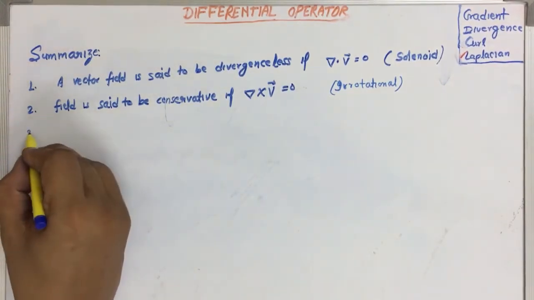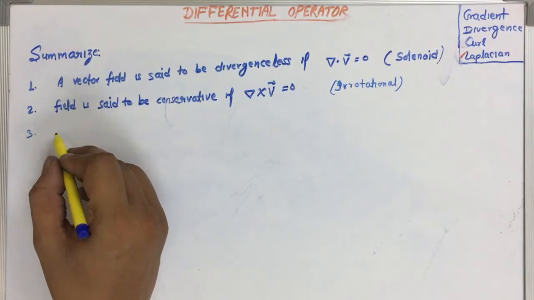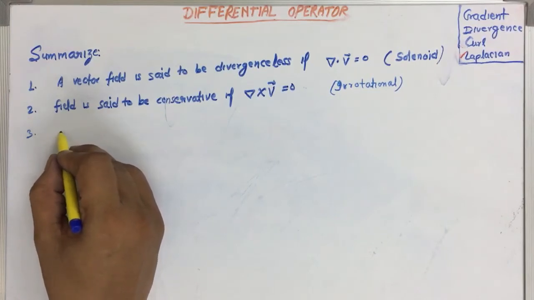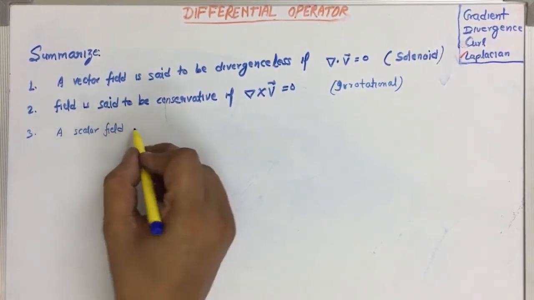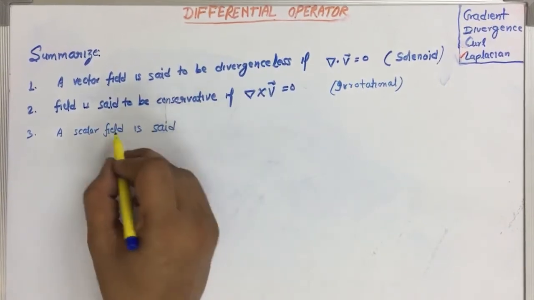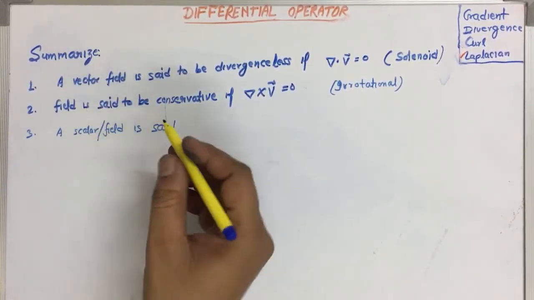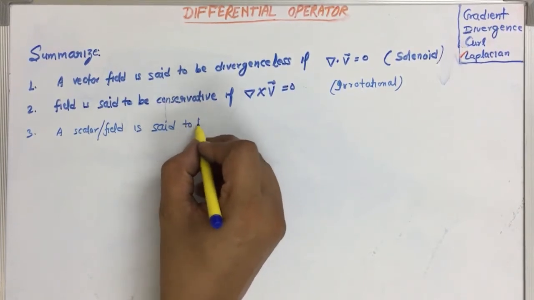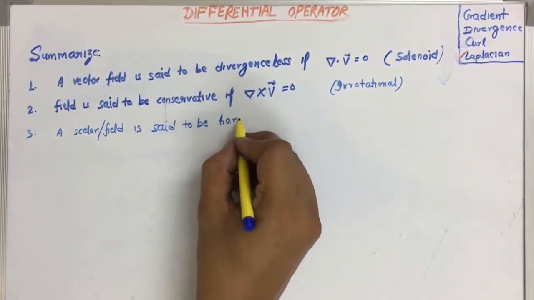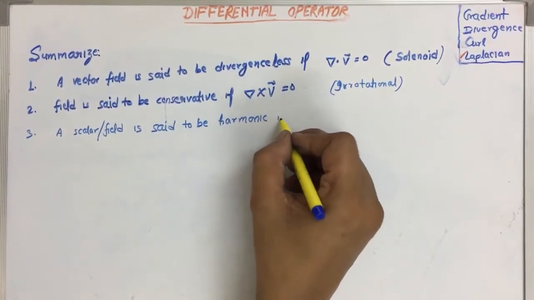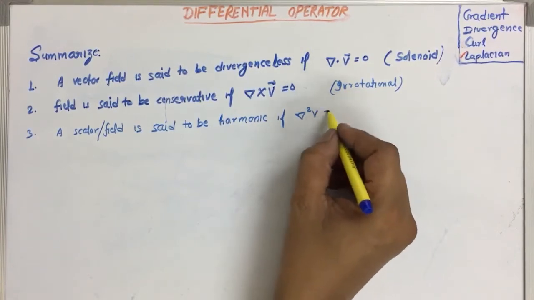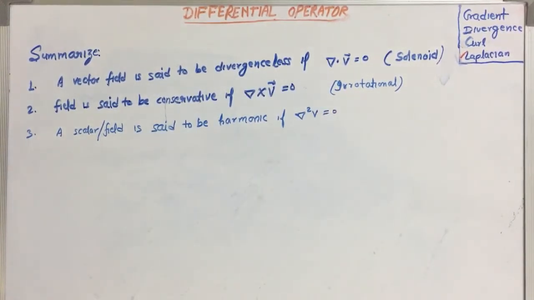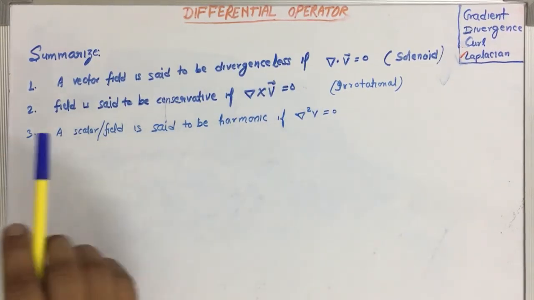And the third point, any scalar field, only a scalar field, is said to be harmonic if its Laplacian is 0. So if we find the Laplacian and we get 0, then it means that it is harmonic.